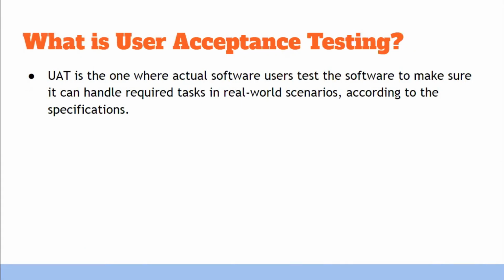What is user acceptance testing? User acceptance testing, or UAT, is the one where actual software users test the software to make sure it can handle required tasks in real-world scenarios. Once your software is developed, you will hand it over to some of your users. They will test it in the real world or in the real environment, and if it's working according to expectation, then it's good. This is known as user acceptance testing: how it's working in the hands of your users.